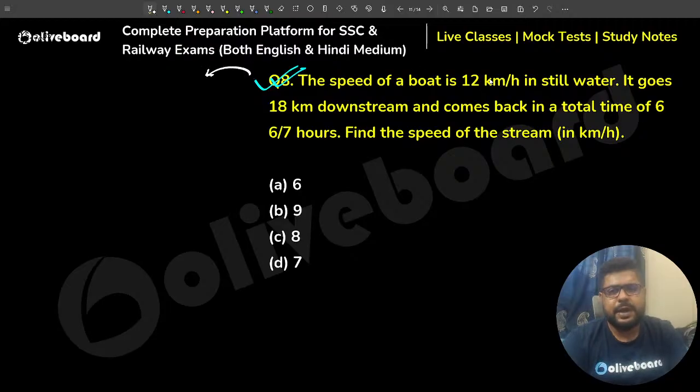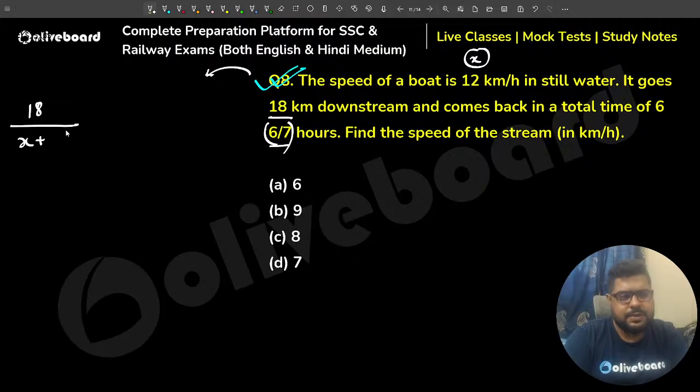Speed of the boat in still water, x value is given. It goes this much downstream and comes back in a total of 6 whole 6 by 7 hours. Okay. 18 kilometers downstream meaning x plus y, or rather, I'm putting the value of x directly, 12 plus y. And it comes back upstream, so it will be 12 minus y, in 6 whole 6 by 7 hours.